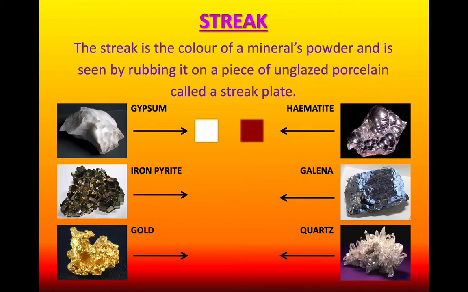Hematite has a distinctive sort of cherry red streak. Iron pyrite has a greenish black streak. Galena, a lead grey coloured streak. Gold has a bright yellow streak. Quartz, though, for reasons we'll see in a following lesson, doesn't create a streak at all. Let me show you how this works.